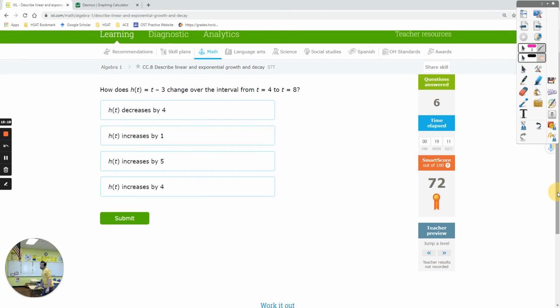Now we have a linear function. How do I know that it is linear? Because I don't see any exponent. There's no exponent. It just says t minus 3. So if you don't have a graph, you need to do substitution.